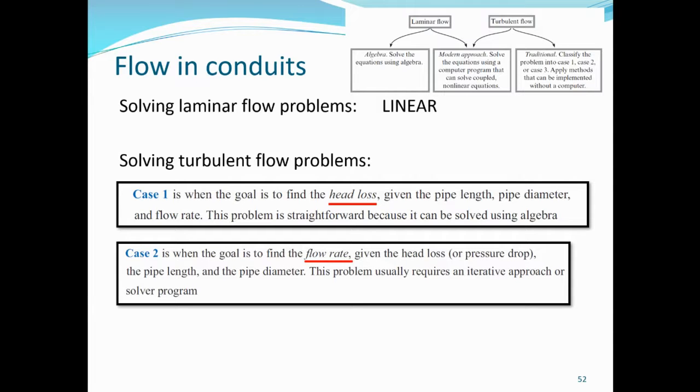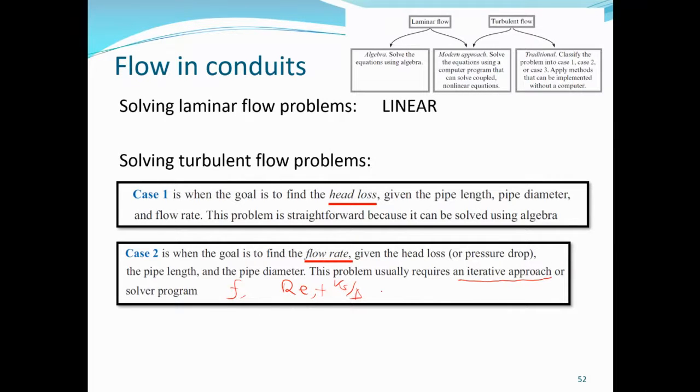When we want to find the flow rate given the head loss or pressure drop, the pipe length and diameter, this problem requires an iterative approach or a solver program. By iterative approach, it means we will assume the friction factor and get, let's say, the pipe diameter also, and get the Reynolds number. We assume the friction factor and then evaluate the Reynolds number and the relative roughness.